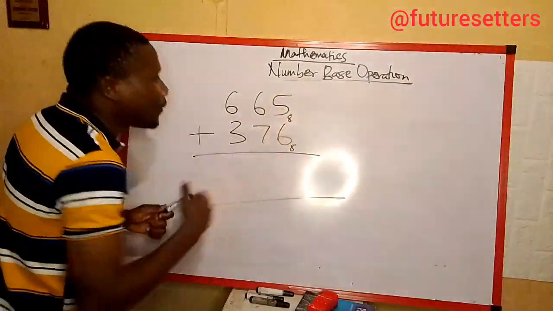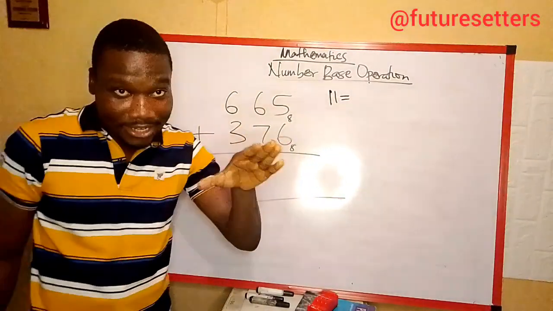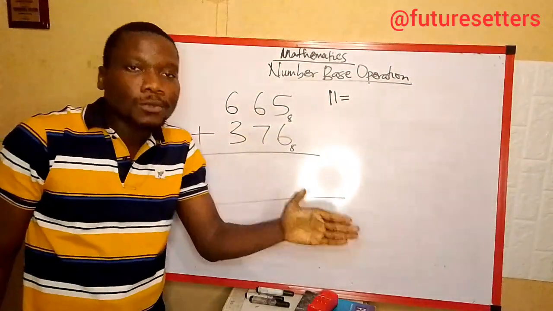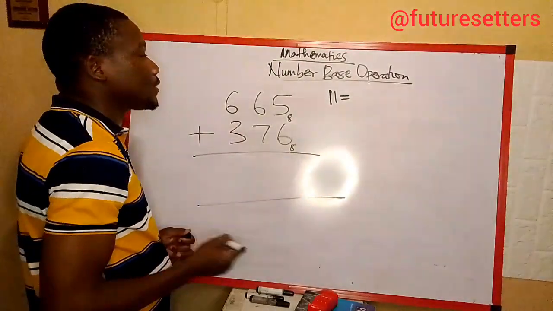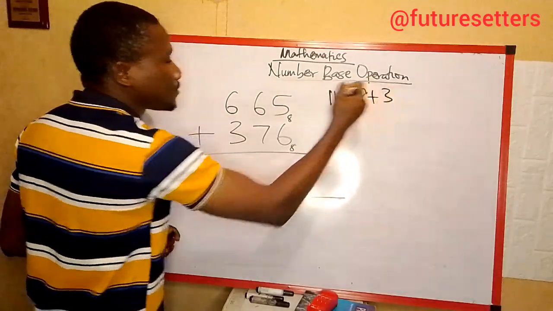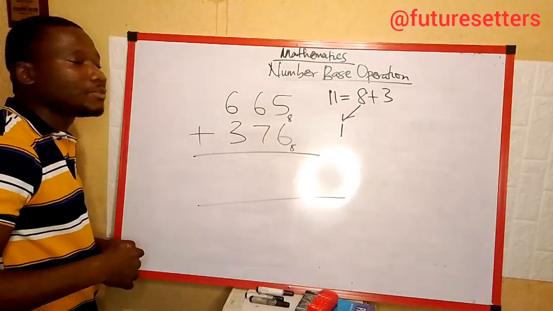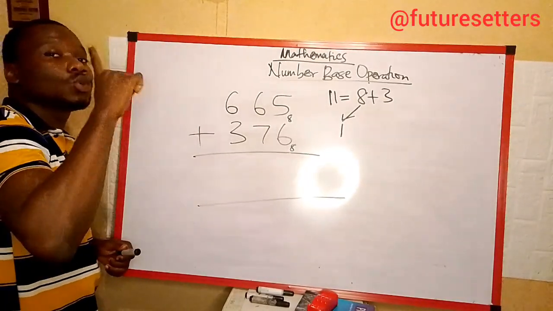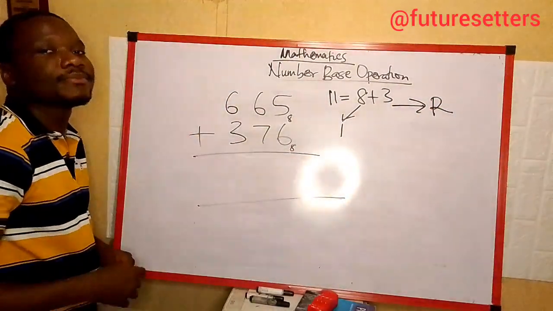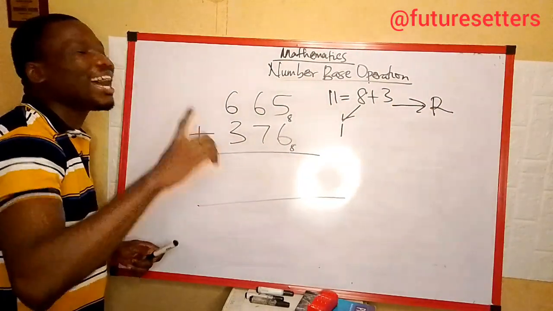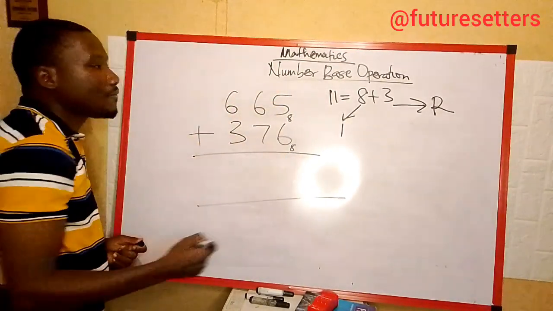All you do is add it together. What will it give you? 11. The way I tell my students, add it together, and when you add it together, you break it down in respect to 8. We write 8 plus 3. The 8 becomes 1 because we are dealing with base 8, and the 3 becomes the remainder, which is what you write here. Then you carry the 1. So we have 3, carry 1.